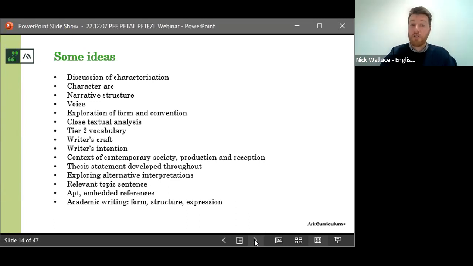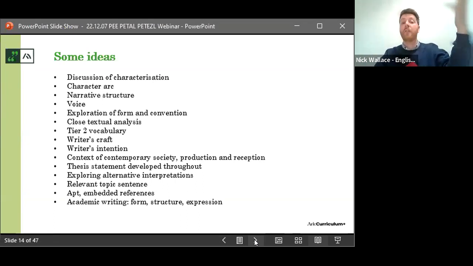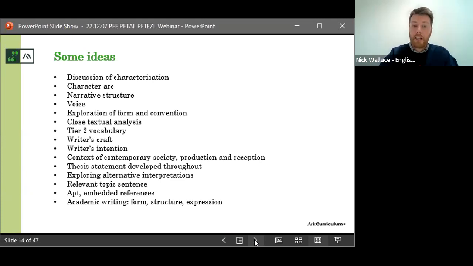A discussion of the writer's craft, the writer's intention, maybe integrating context of contemporary society, production, reception, but also how we review it and how the text might be received today. A thesis statement that is established early on in the essay, then developed throughout. Exploration of alternative interpretations, perhaps with different types of literary criticism embedded throughout too. Use of relevant topic sentences to help steer us through that essay.